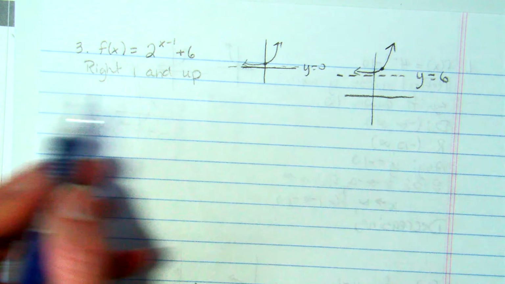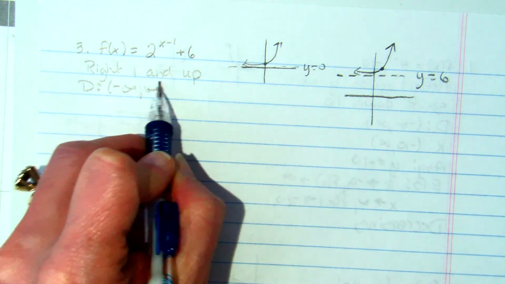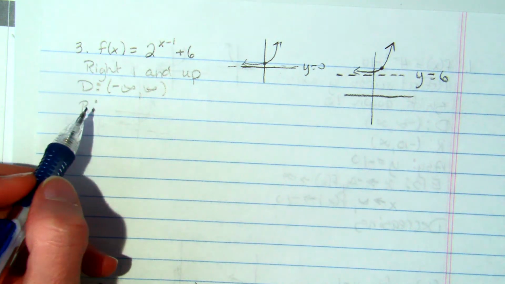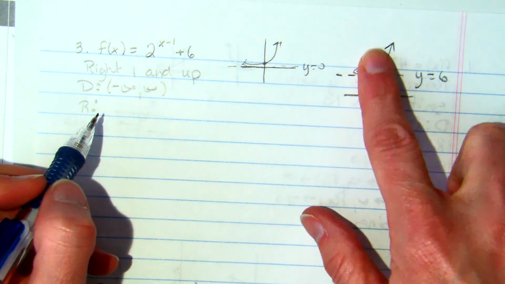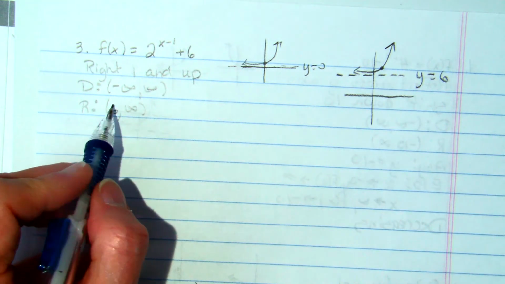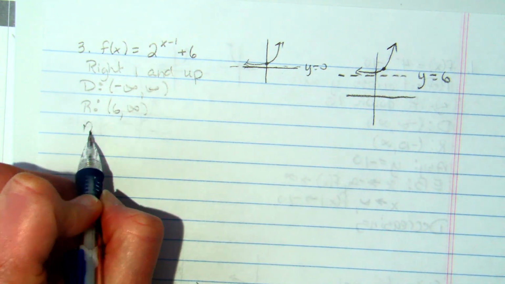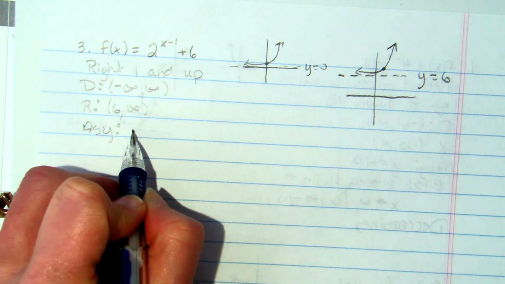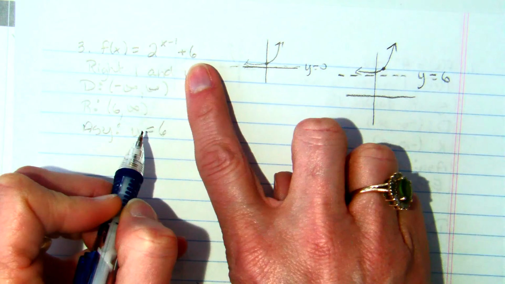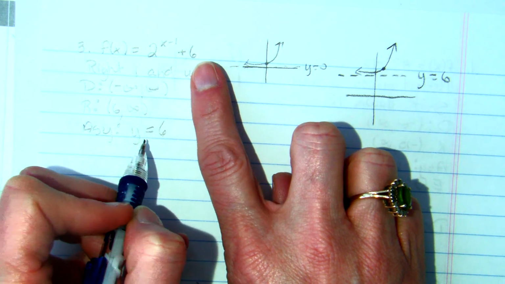So now my domain, remember, the domain of any exponential function is all real numbers. The range is lowest y value to highest y value, so 6 is not included, so that's a parenthesis, up to infinity. The asymptote of an exponential is always y equals something, y equals 6. I shifted that original asymptote up 6, everything shifted up 6, so y equals 6.